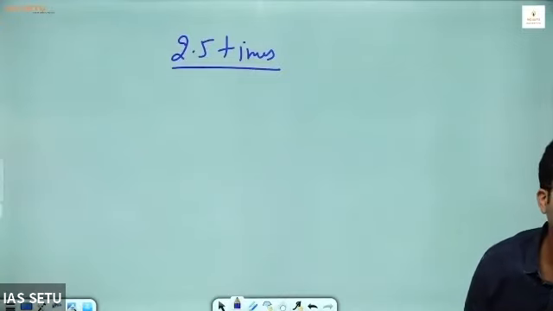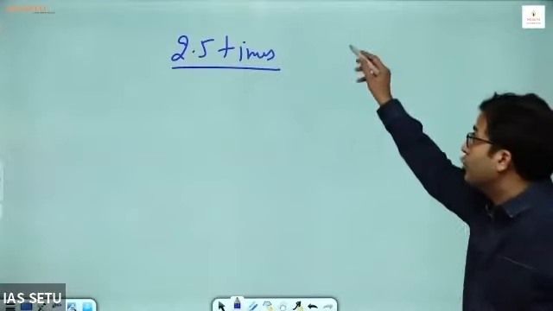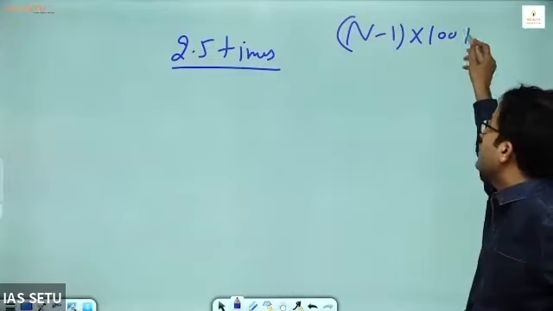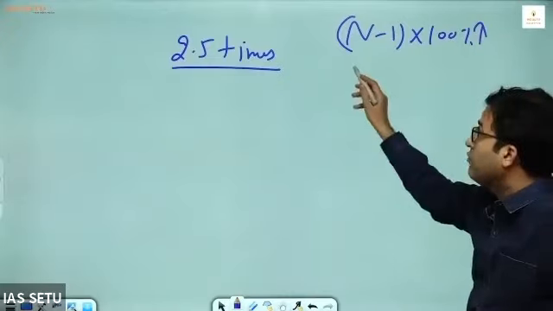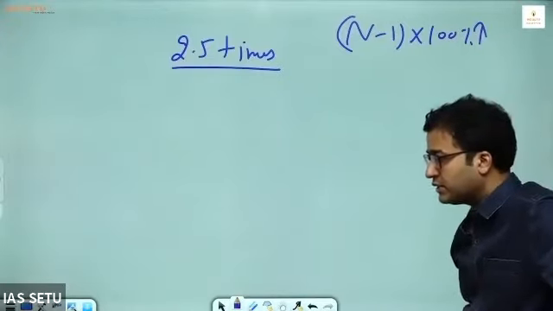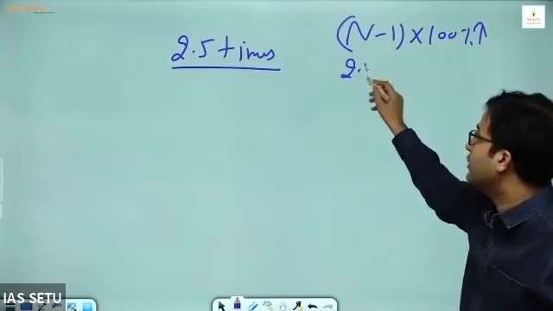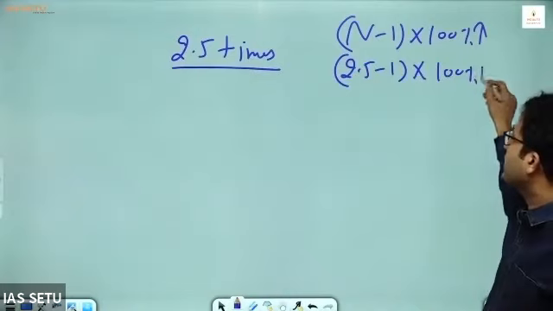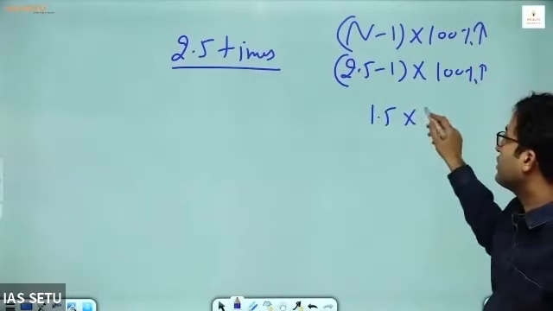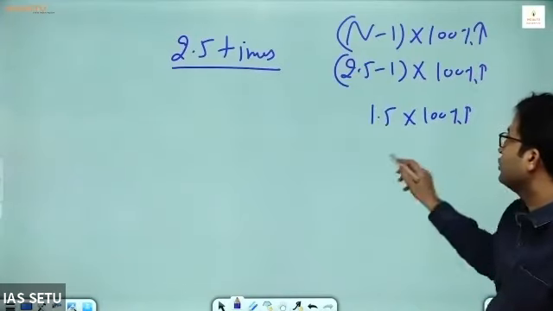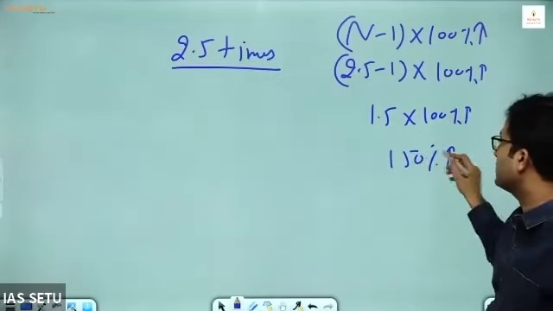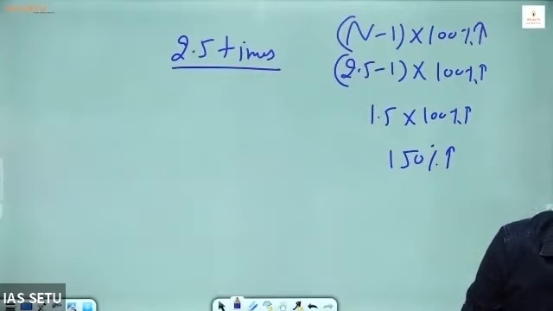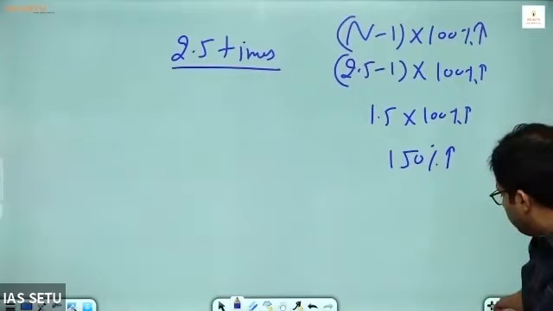2.5 times, so value of n is 2.5. So it is n minus 1 into 100% increase. Value of 15 नहीं आएगा सर जी. Value of n is 2.5 minus 1 into 100% increase. So it is 1.5 into 100%. So this is 150% increase is there. One more question.